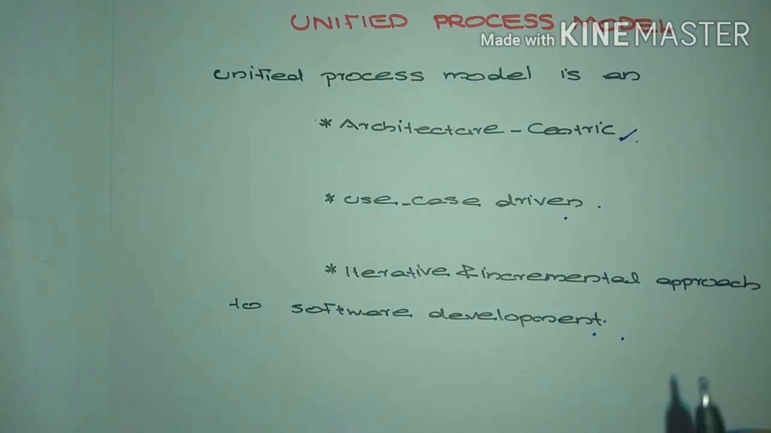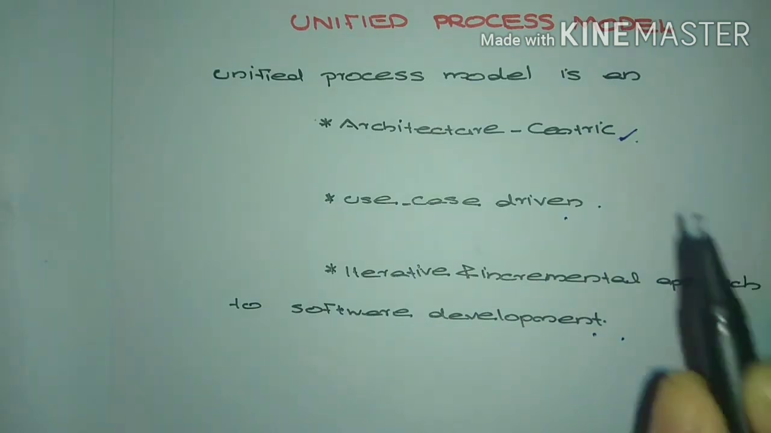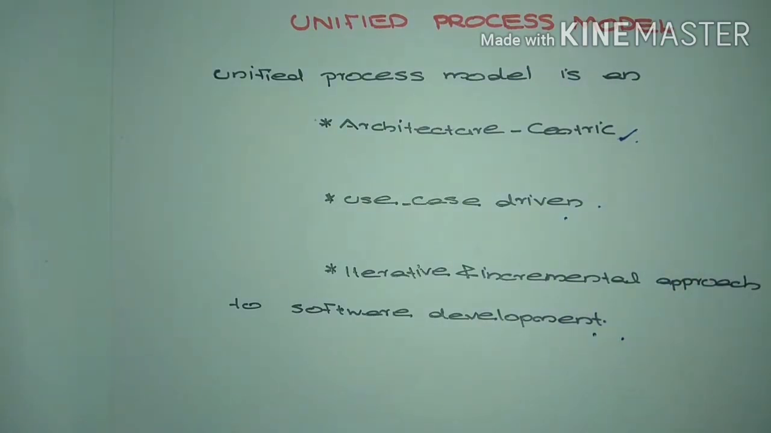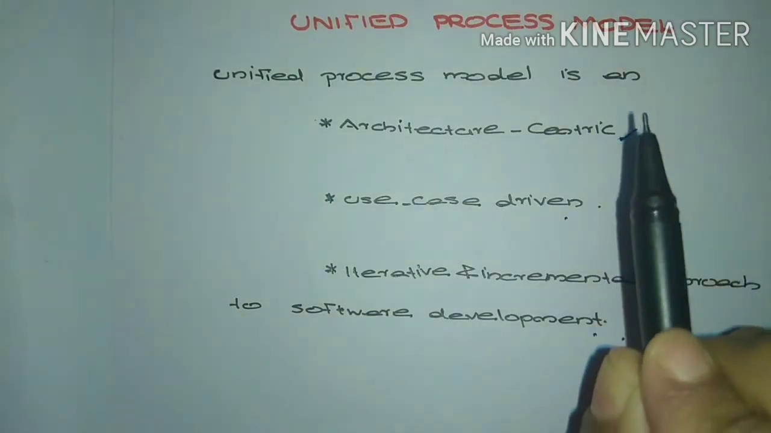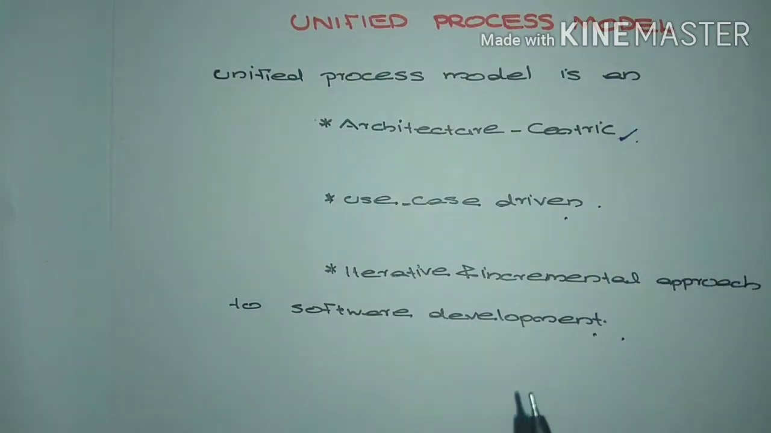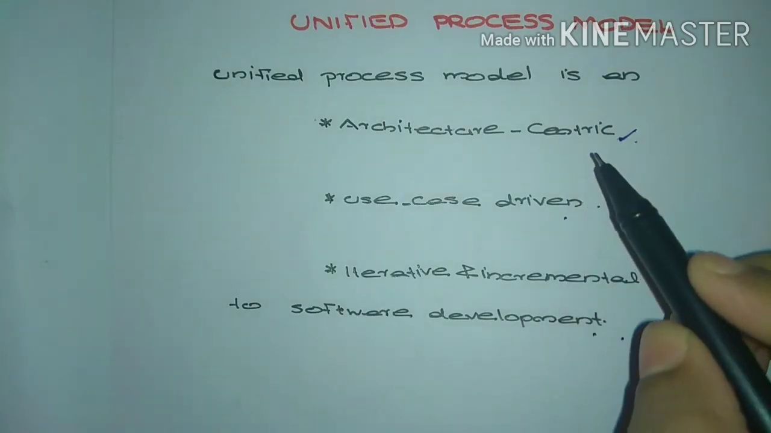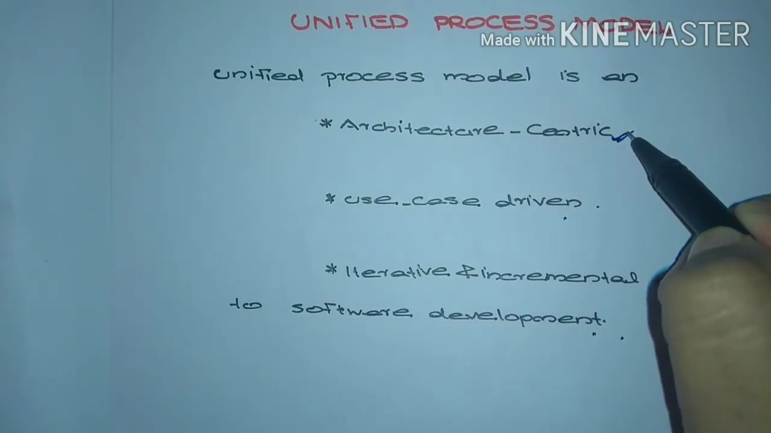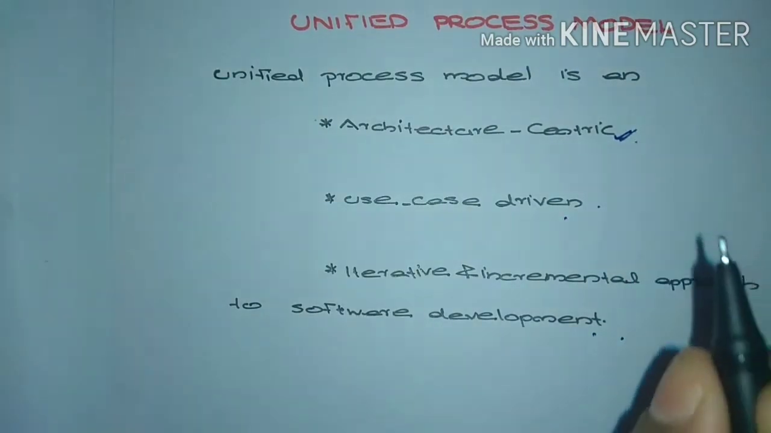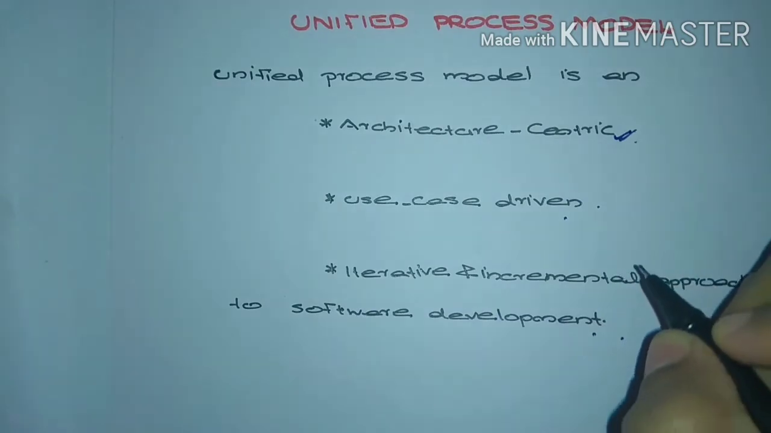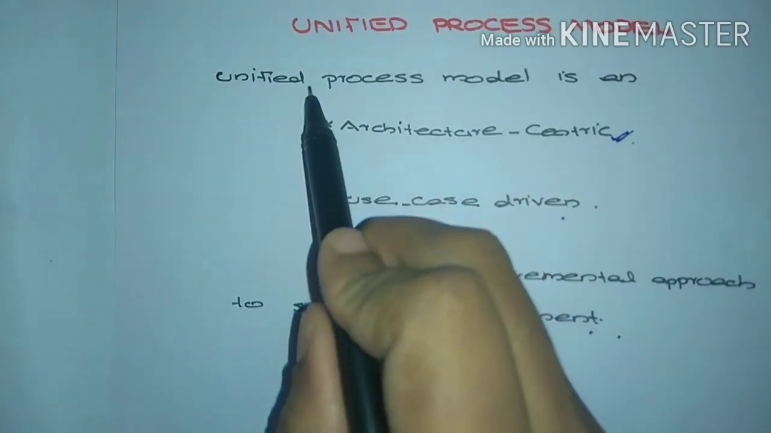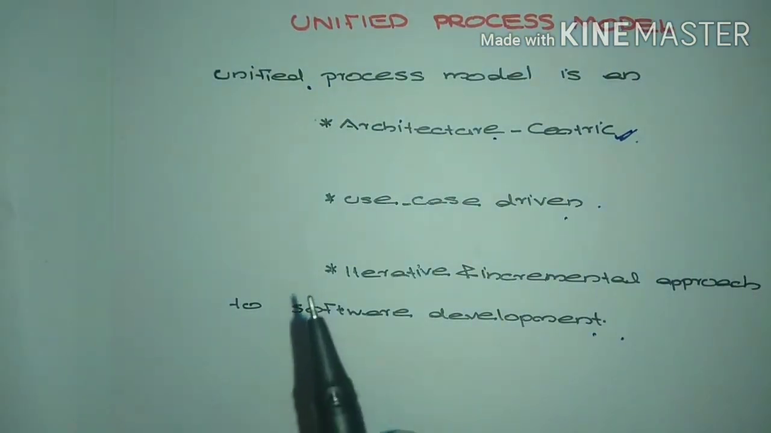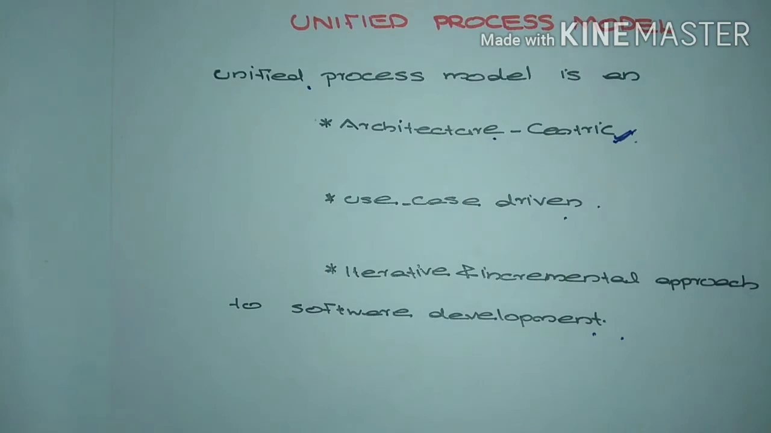When we are going to develop any software product, first of all, we need to draw its architecture. On the basis of that architecture, the rest of the process will work. The working of a unified process model is completely based on the architecture. That is why it is called an architecture-centric process model.